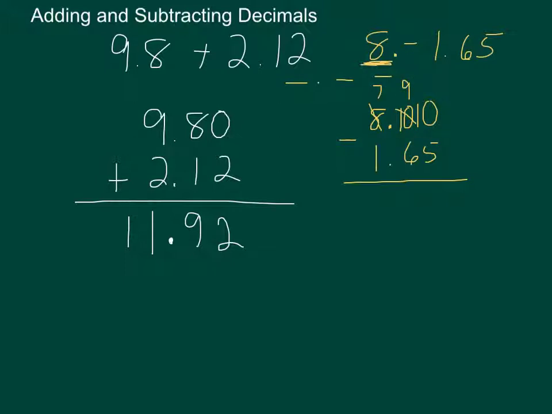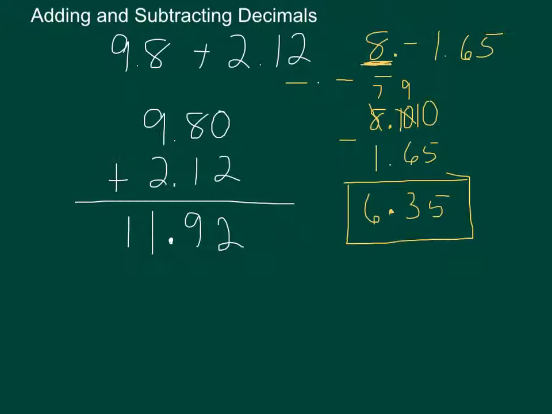So 10 minus 5 is 5. 9 minus 6 is 3. Bring down the decimal, and 7 minus 1 is 6. So 8 minus 1.65 is going to equal 6.35.